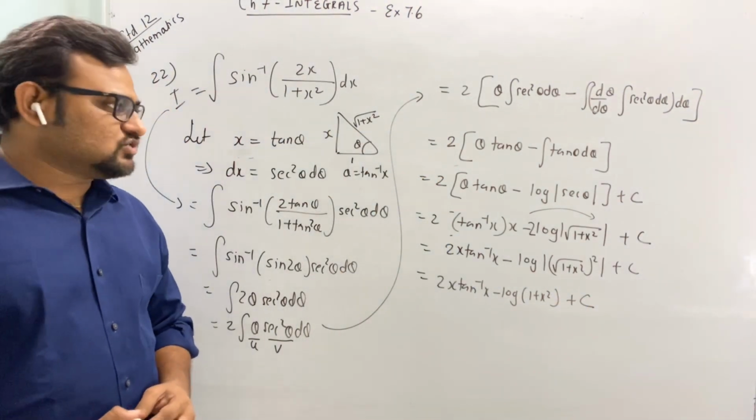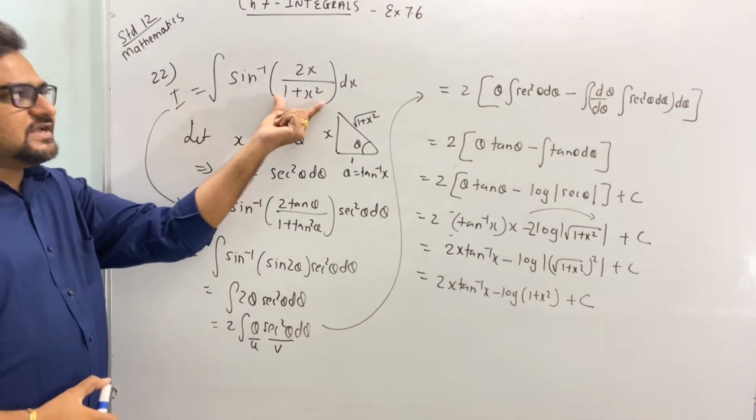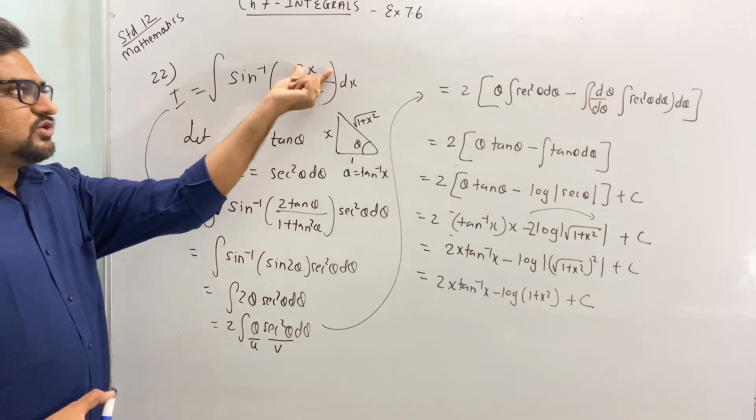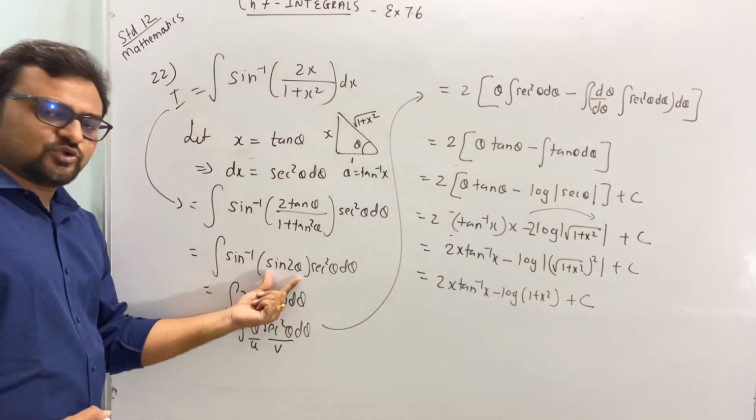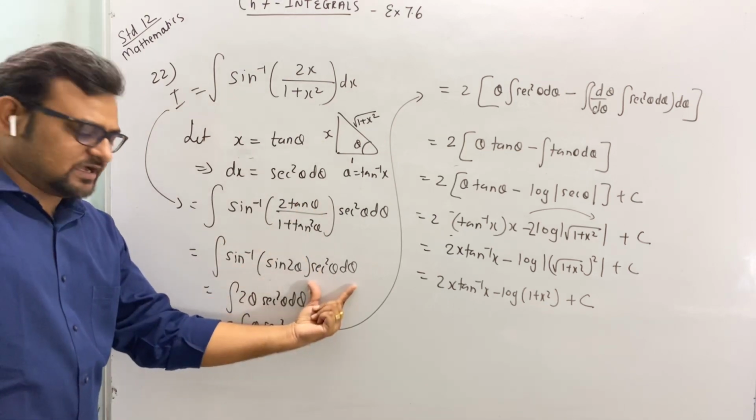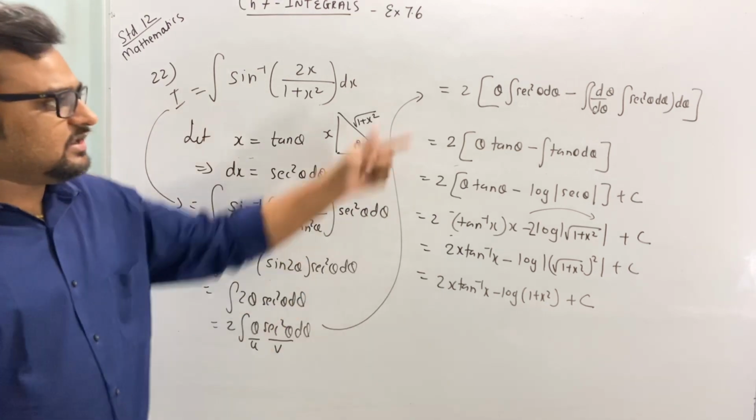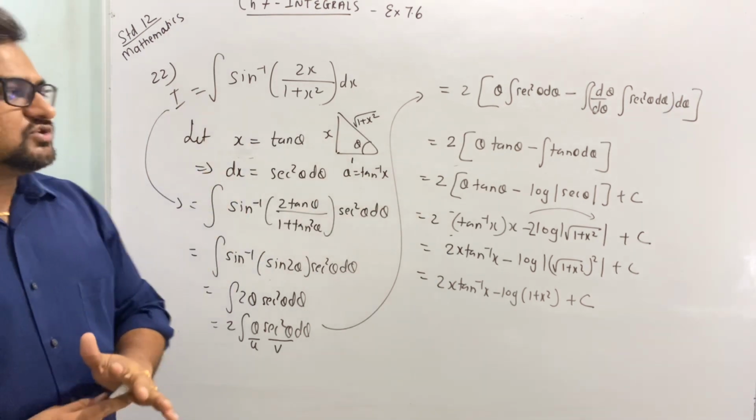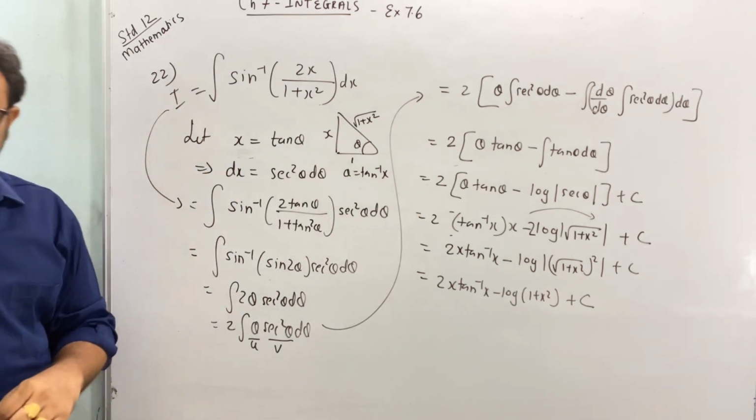Okay, so I'm repeating this. What I had done, I had assumed this as tan theta. So this will be 2 tan theta into 1 plus tan square theta, sine 2 theta, and dx will be equal to sec square theta d theta. So finally, u and v, we have solved it and put the value of theta. Okay, so go through this question.